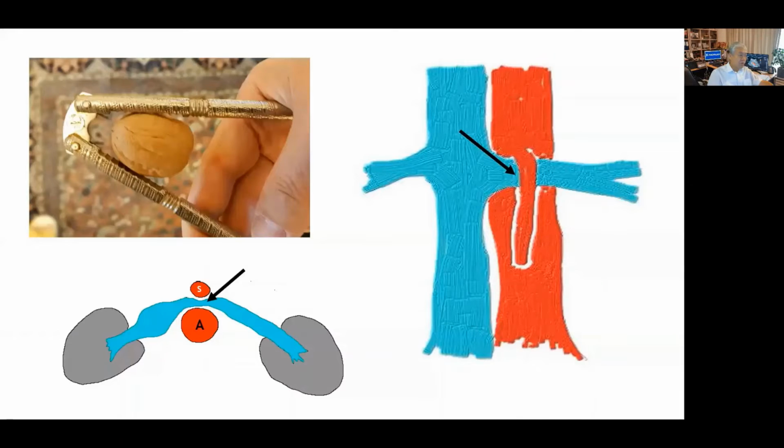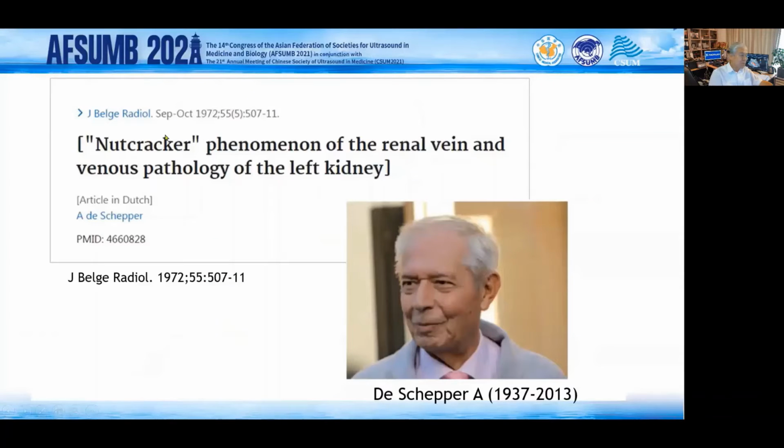Nutcracker Syndrome is caused by compression of the left renal vein between the abdominal aorta and superior mesenteric artery. The mechanism of compression is similar to a nut in the two arms of a nutcracker. This is a photograph of Dr. De Schepper, a Belgian radiologist who first used the term Nutcracker syndrome in his historical article published in 1972.